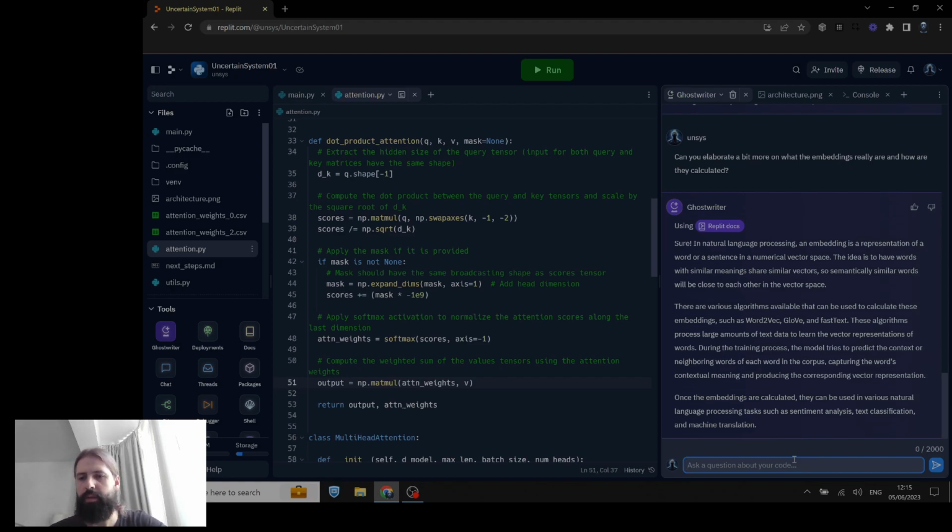There are various algorithms available that can be used to calculate these embeddings, such as word2vec, GloVe, and fastText. These algorithms process large amounts of text data to learn the vector representations of words. During the training process, the model tries to predict the context or neighboring words of each word in the corpus, capturing the word's contextual meaning and producing the corresponding vector representation. Once the embeddings are calculated, they can be used in various natural language processing tasks, such as sentiment analysis.